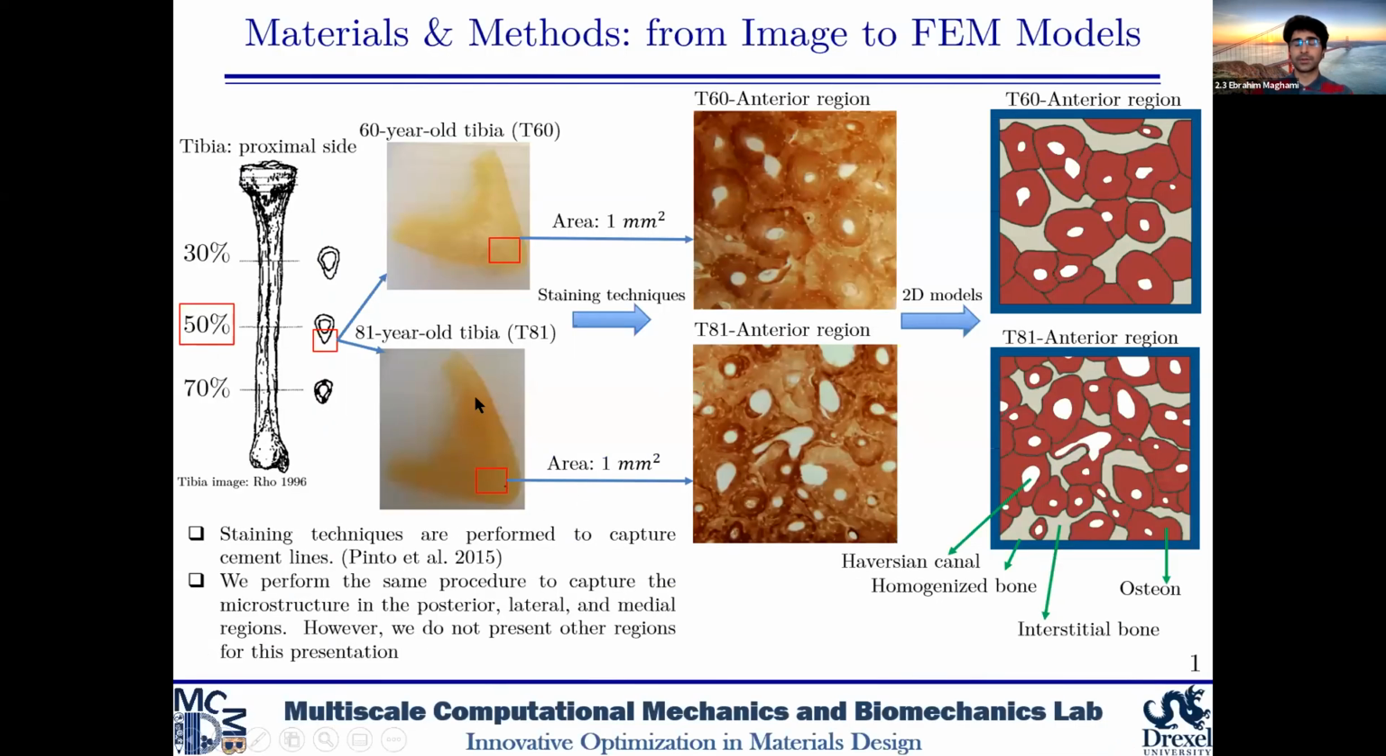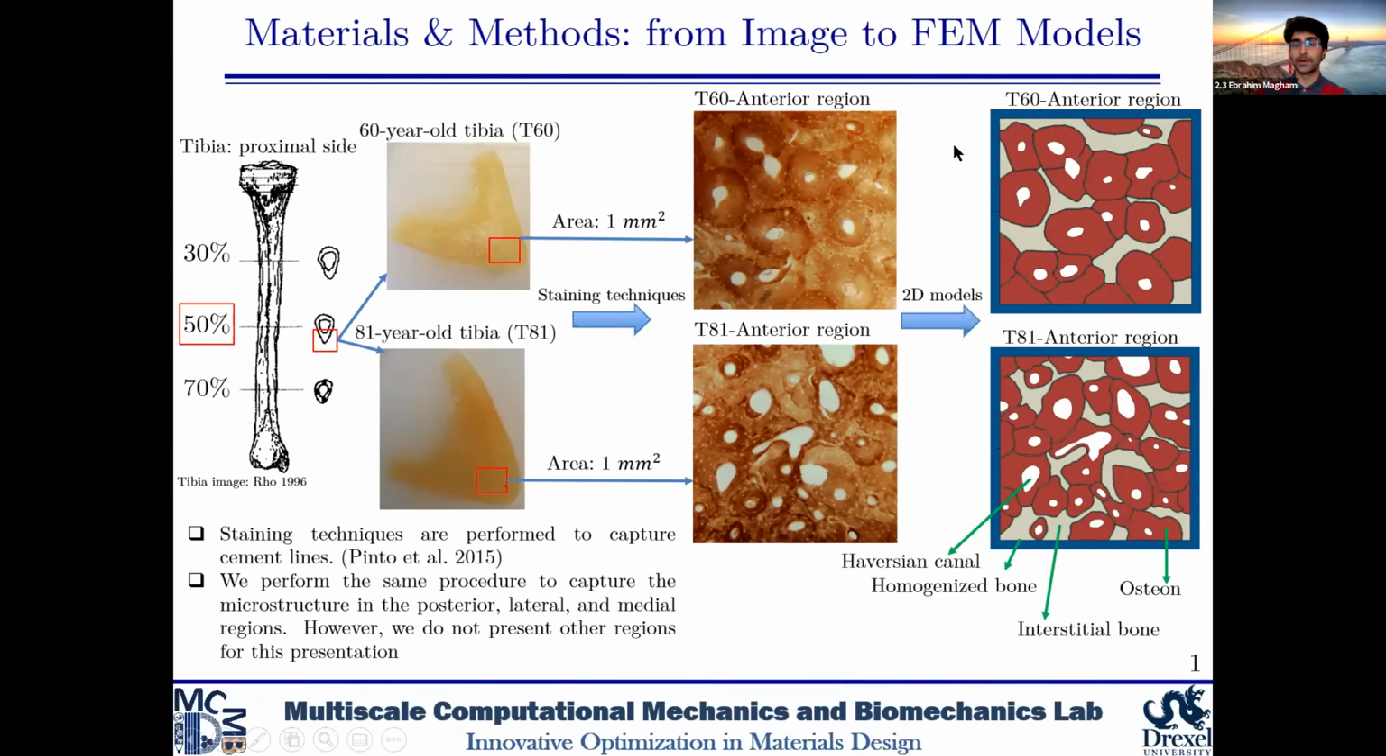So the motivation of this work is to capture crack growth in human cortical bone in different regions. To do so, we cut samples from the whole tibia for 2 different ages, 60 and 81. For our simulations, we cut the cortical bone sample in the anterior section, and also medial, lateral and posterior. Here I talk only about the anterior region.